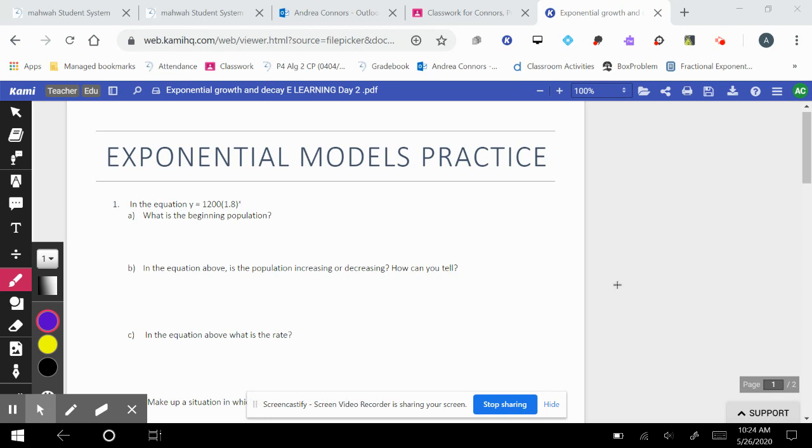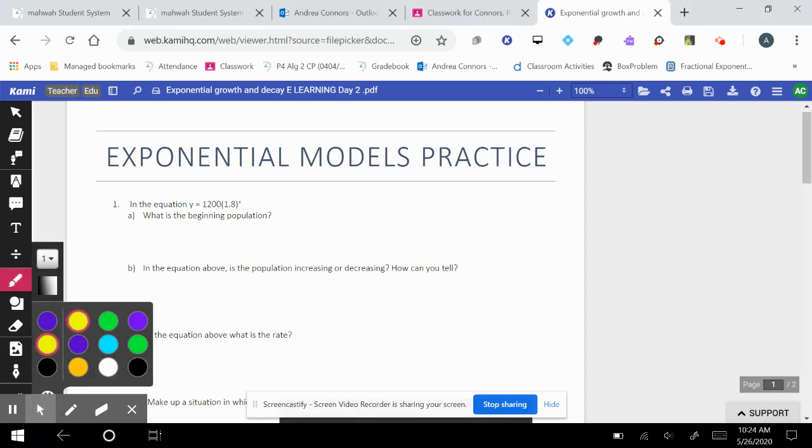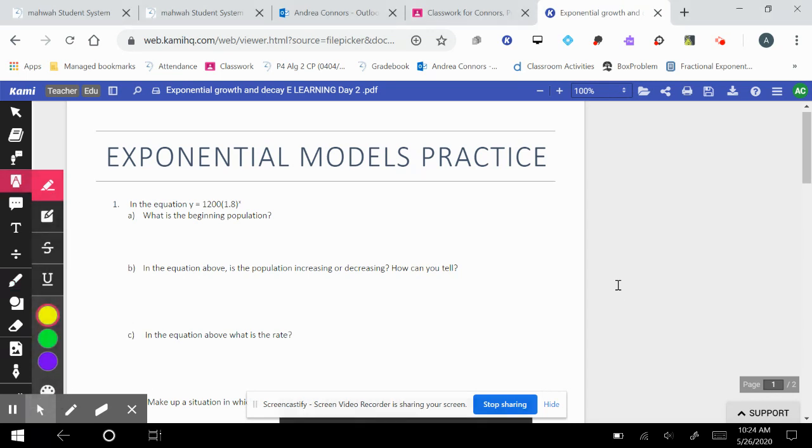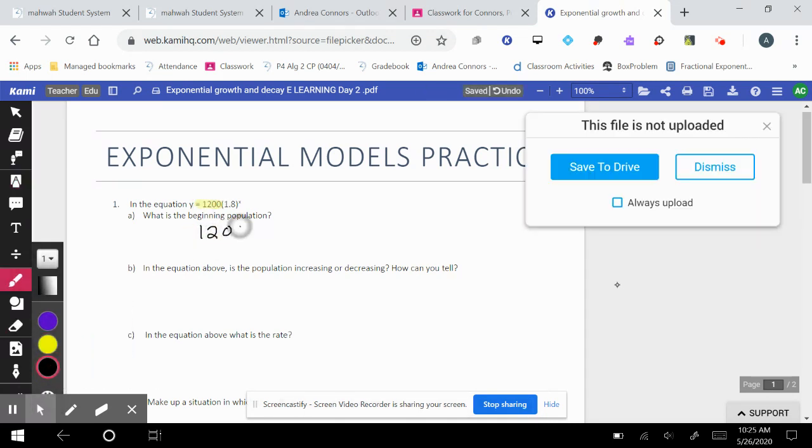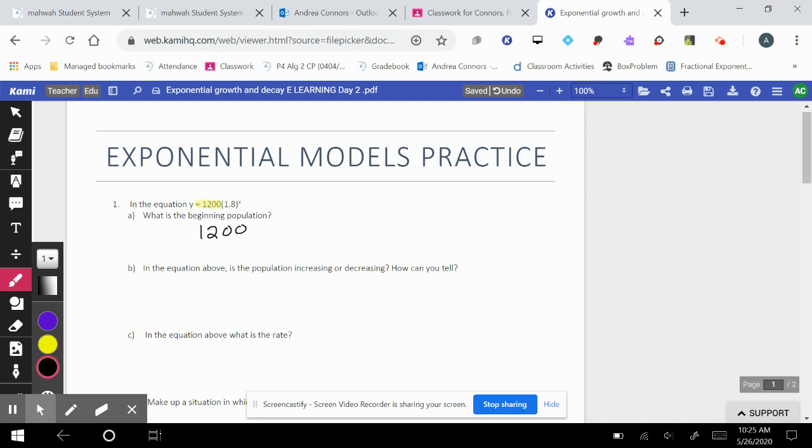So in the equation y equals 1,200 times 1.8 to the x power, what is the beginning population? Remember, that's always the number in front. It's like your y-intercept. So it'll be 1,200 people.